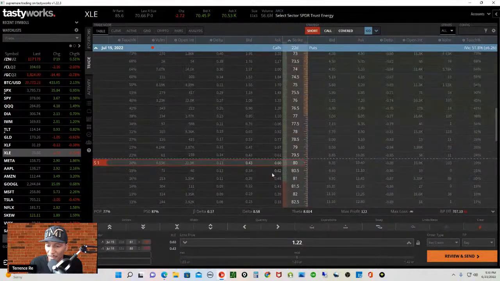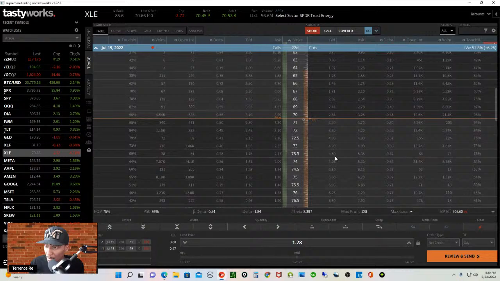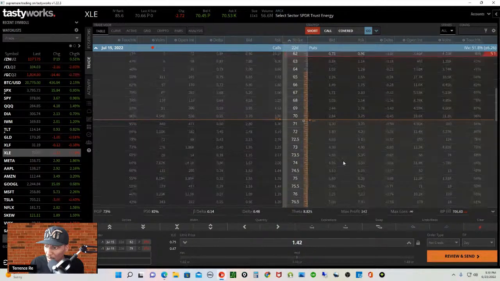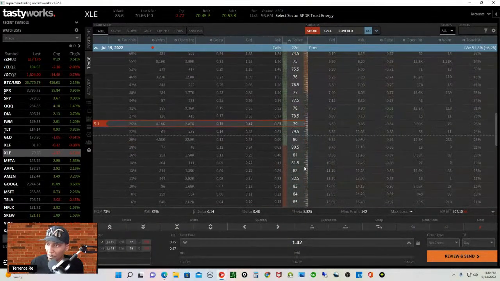I don't think you're getting that much juice for that. So maybe I would come into the 15 delta, bring this one down to the 16 delta, collect a little bit more premium. That ain't a bad trade for the next 22 days. You could get that premium to come out of that trade.